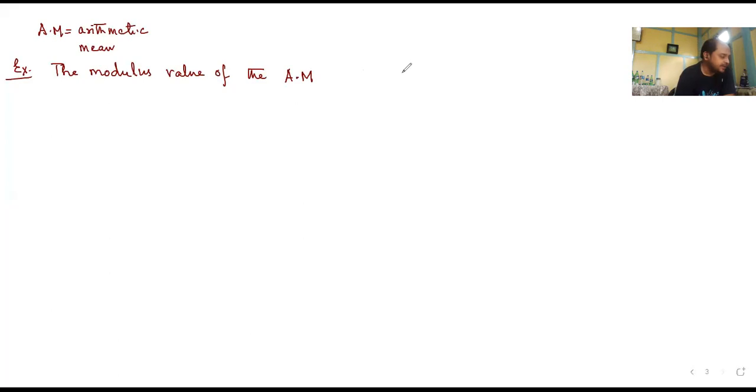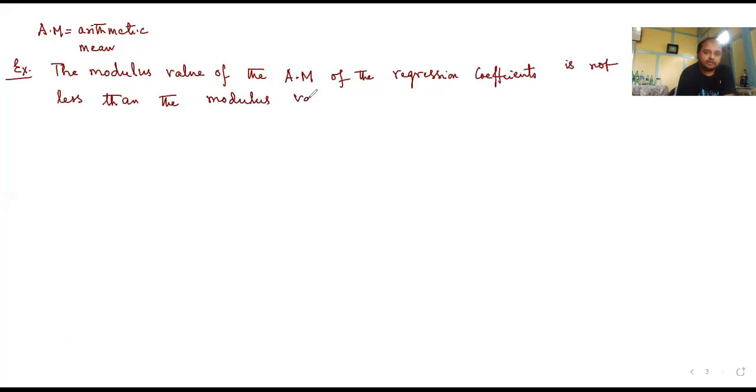The modulus value of the arithmetic mean of the regression coefficients is not less than the modulus value of the correlation coefficient R. The modulus value of the arithmetic mean of the regression coefficients cannot be less than the modulus of the correlation coefficient R. What is modulus value? Modulus value means absolute value.